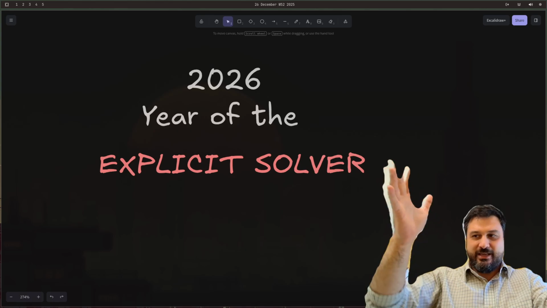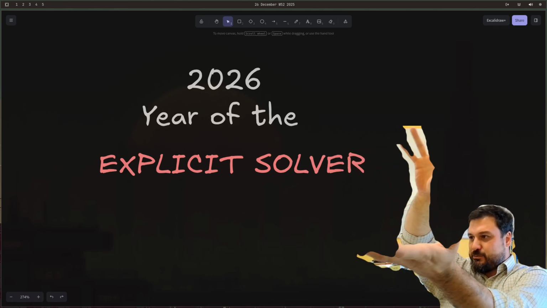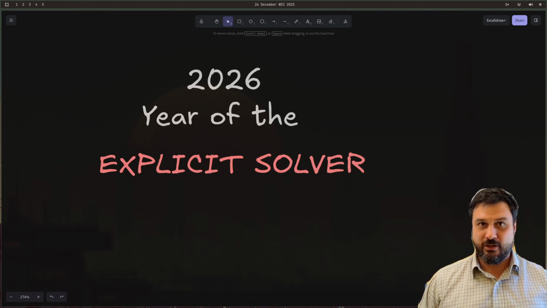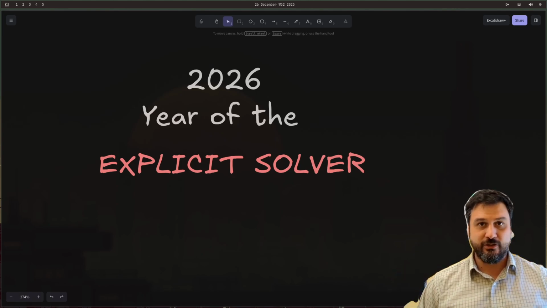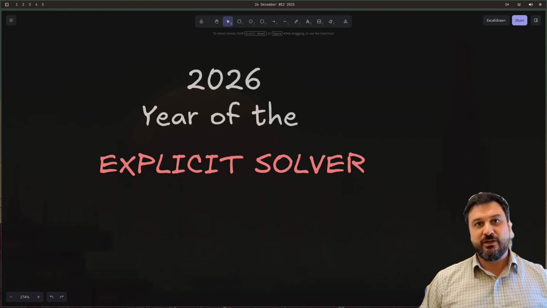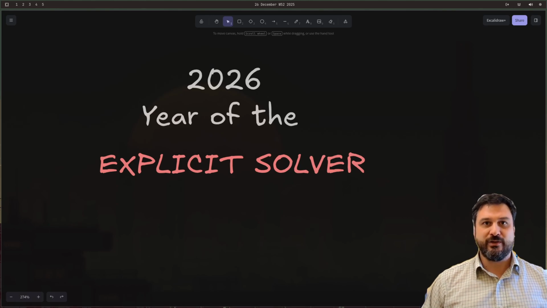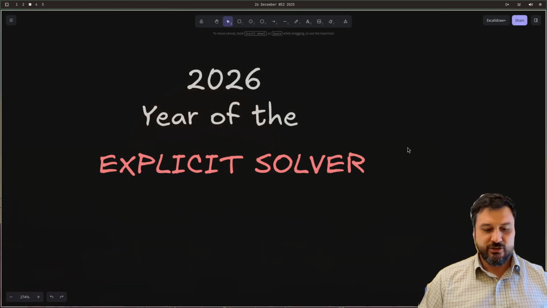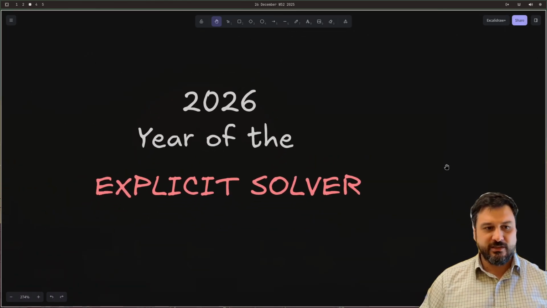2026 is gonna be the year of the explicit solver. The explicit solver is gonna be what allows us to move into the next level of really huge simulations in OpenSees. We want to go huge. We want to go big in 2026 for our simulations. And explicit solvers are what's going to allow us to do exactly that. So what are these explicit solvers?